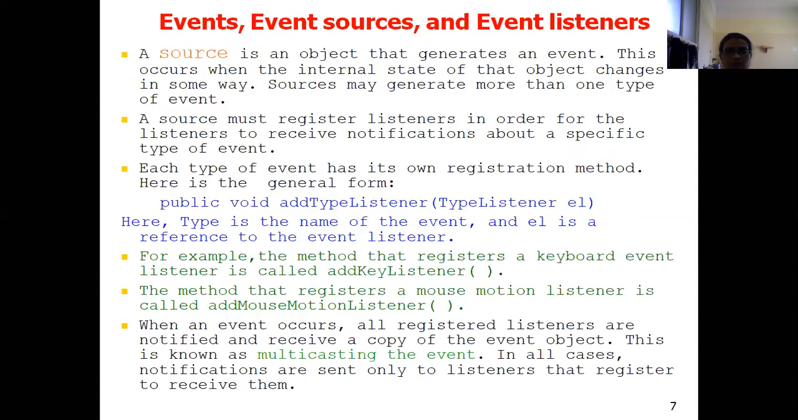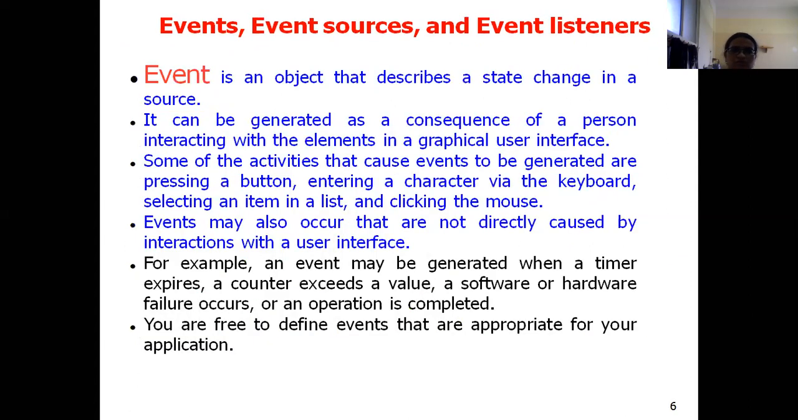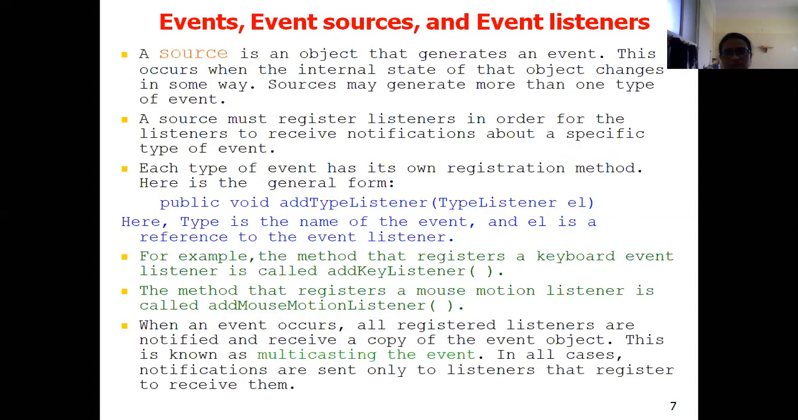Next is source. Event is, hope you understood, something that is happening. So what are all those happening events? I have discussed here: pressing a button, entering a character, a counter exceeding a value, a timer expiring, hardware failures. Those are all events directly or indirectly affecting the user interface.